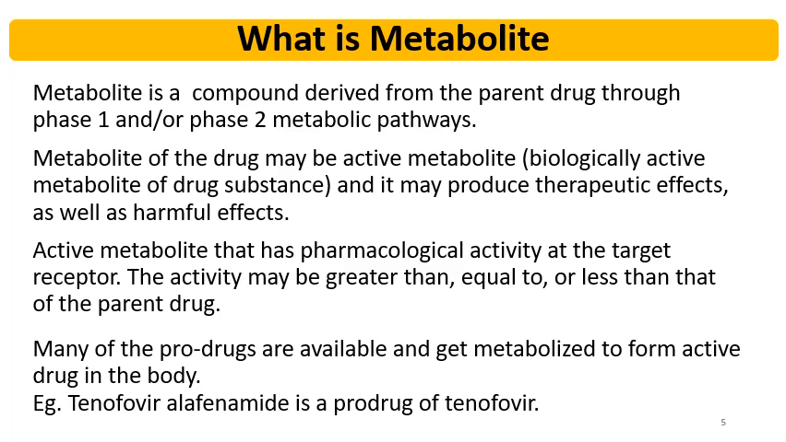Active metabolites are those which have pharmacological activity at the target receptor. The activity may be greater than, equal to, or less than that of the parent drug. Many prodrugs are available, and these get metabolized to form the active drug in the body. The example is tenofovir alafenamide, which is a prodrug of tenofovir.